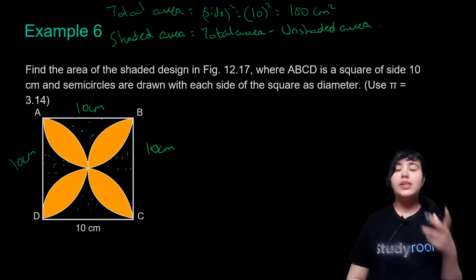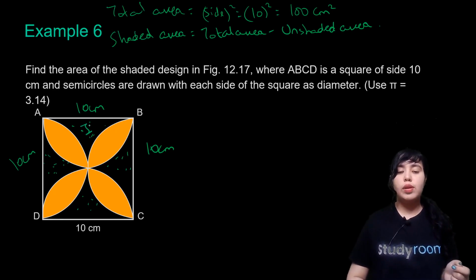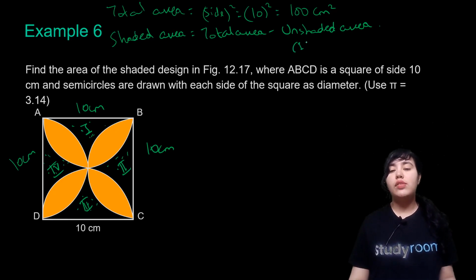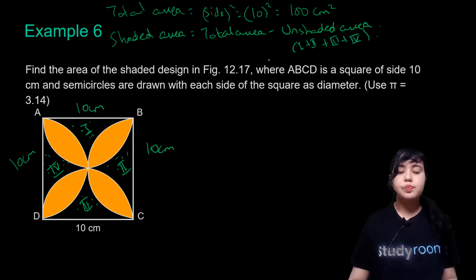So let me label these unshaded regions. There are 4 of them. Let me call this 1, this 2, this is 3, and this as 4. So I've labeled my 4 unshaded regions as 1, 2, 3, 4. So unshaded area means area of 1 plus area of 2 plus area of 3 plus area of 4.